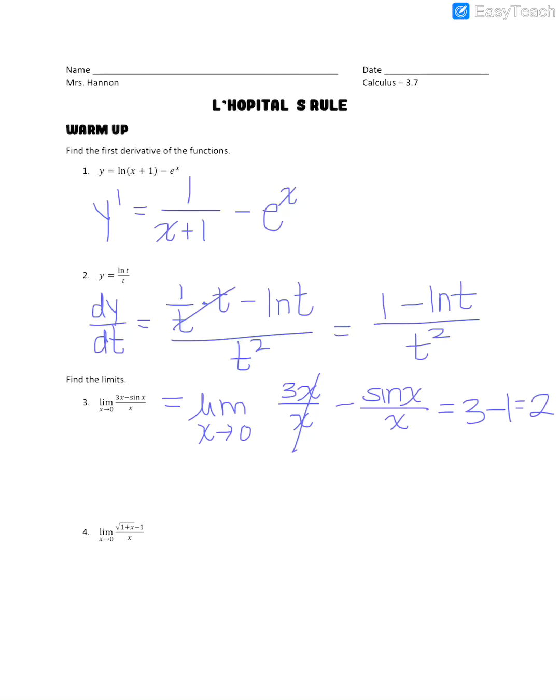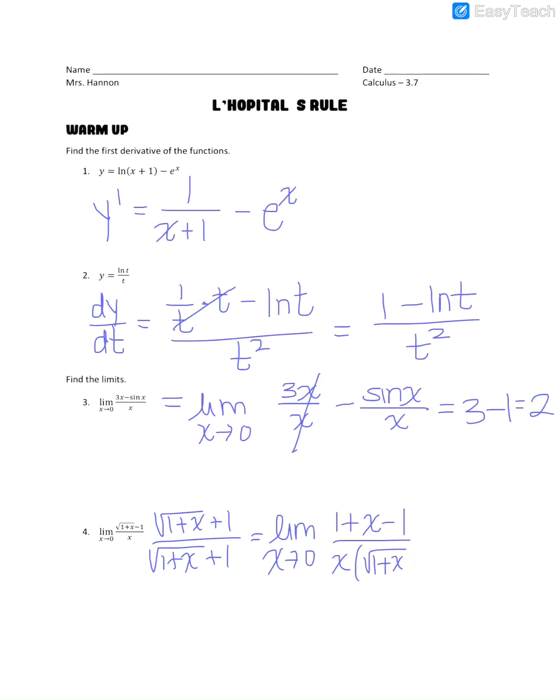Okay, number 4, if we plug in a 0, we get 0 over 0. Again, that's no good. So we should try to multiply by the conjugates, radical 1 plus x plus 1 on the top and bottom. Okay, so on the top, limit x approaching 0. On the top, I get 1 plus x minus 1. On the bottom, I get x times radical 1 plus x plus 1. On the top, my 1's are going to cancel. Then I can have just an x. That's going to cancel with my x on the bottom.